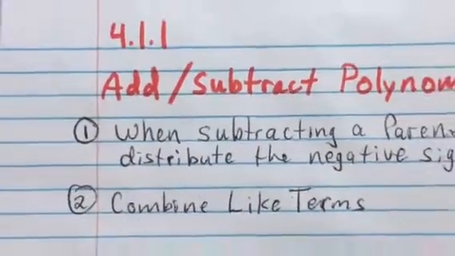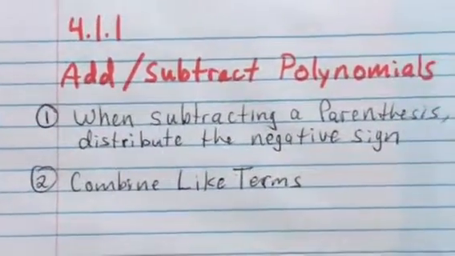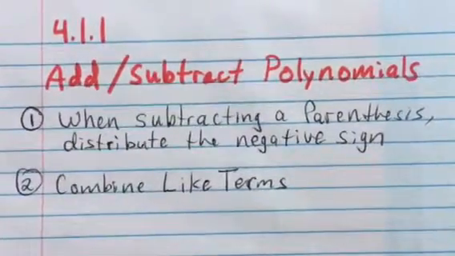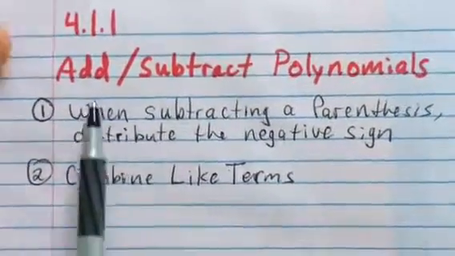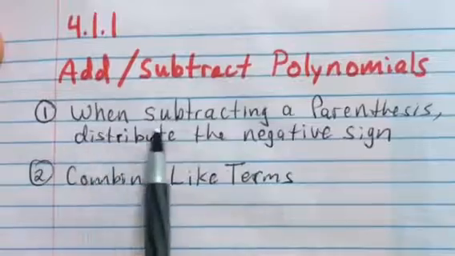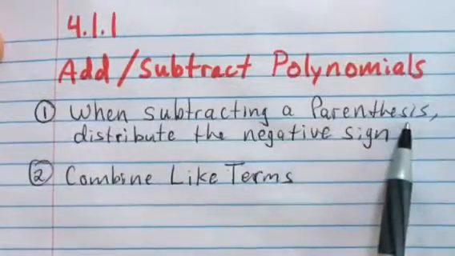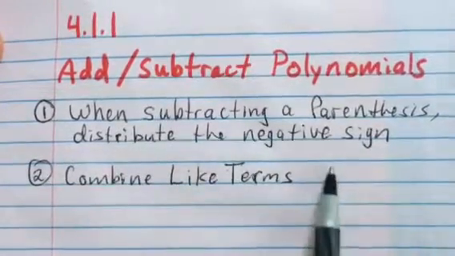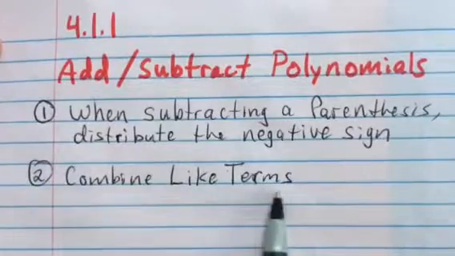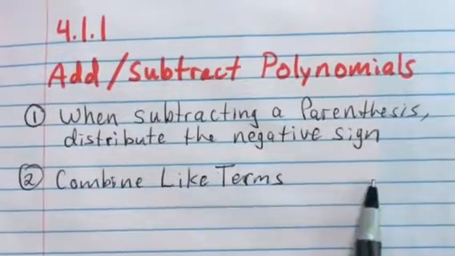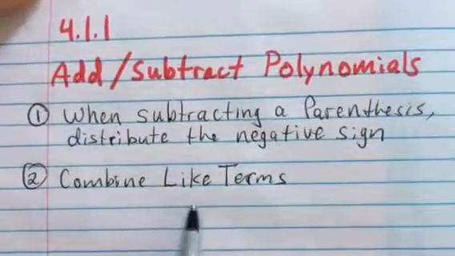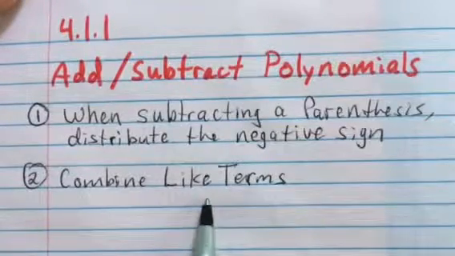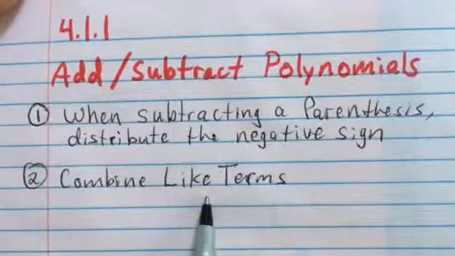Zoom out a little bit. When you're going to add and subtract polynomials, when adding and subtracting a parentheses, distribute the negative sign. I'm going to show you that in a minute. Then all you got to do is combine like terms. Hopefully, this is a review of stuff you learned back in junior high school. If you've forgotten it, that's fine.